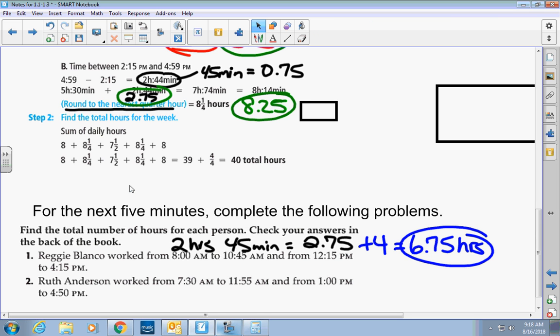Ruth worked from 7:30 to 11:55 and from 1 to 4:50. Let's see if we can't sneak out 45 minutes or 15 minutes from that. So 7:30, 8:30, 9:30, 10:30, 11:30 is 4 hours. And then from 30 to 55 is 25 minutes.